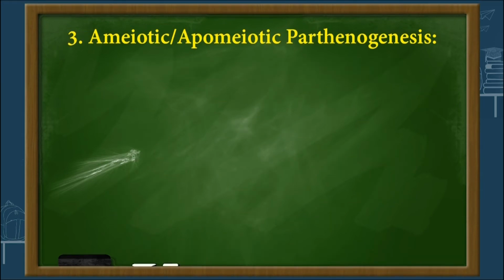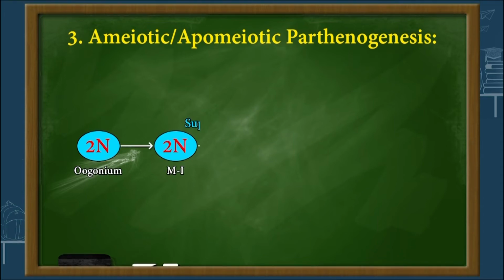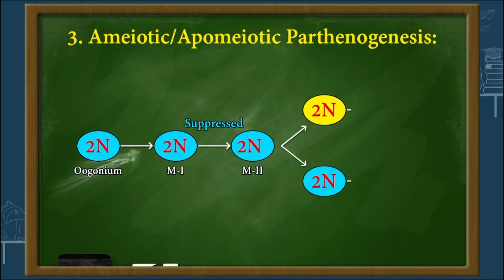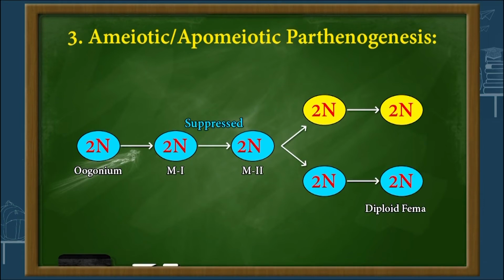Now let us look at the third type of parthenogenesis, which is called amictic or apomictic parthenogenesis. In this case, no meiosis occurs. Apomeiosis means meiosis is suppressed or there is imperfect meiosis. The best example comes from the shrimps and Daphnia.